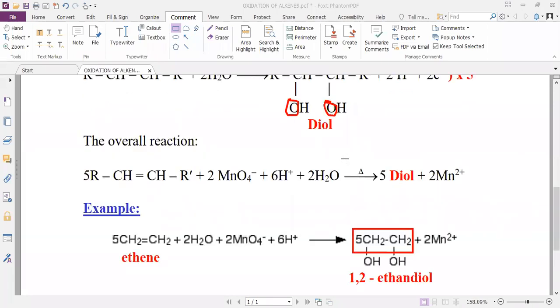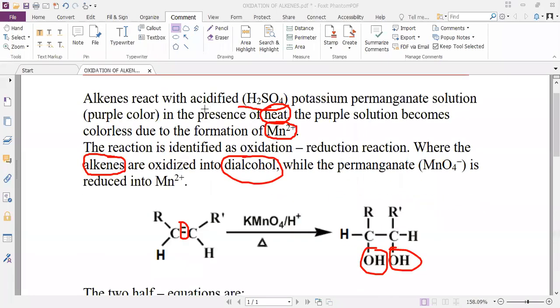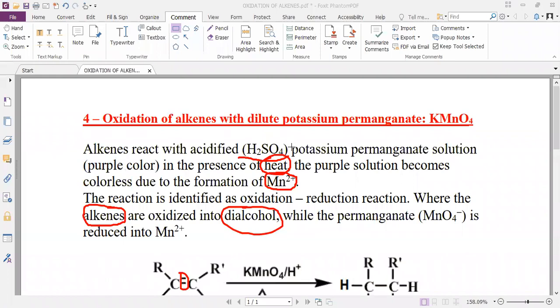Now, with this paragraph, oxidation of alkenes with dilute potassium permanganate, we finished the chapter about alkenes. You have a homework for next time. You have until June 8th to deliver the homework. It is about alkenes. This is all for today.